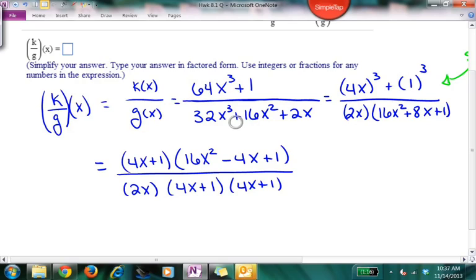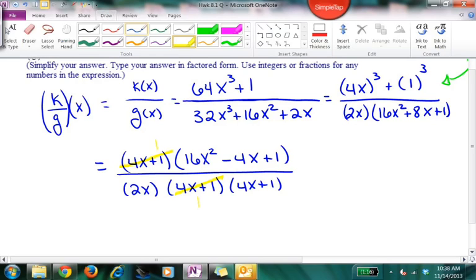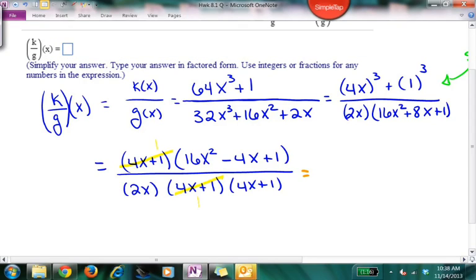When I factored the denominator, I noticed that there was a common factor here of 2x. So I factored the 2x out and then saw that I still had a quadratic left. I continued and factored that to be 4x plus 1 times 4x plus 1. You'll notice that 4x plus 1 in the numerator, 4x plus 1 in the denominator gives us 1. This means we have a final simplified fraction of 16x squared minus 4x plus 1 over 2x times 4x plus 1.